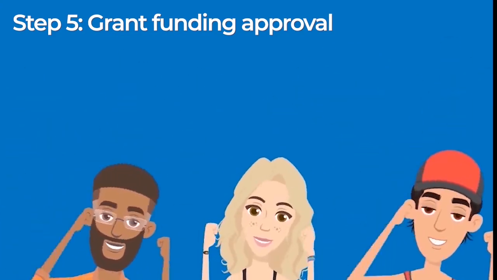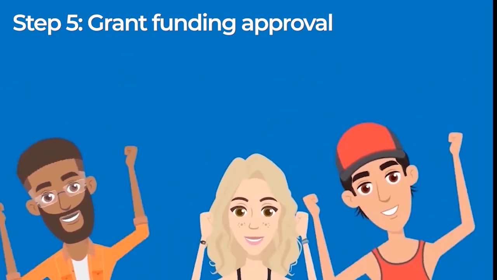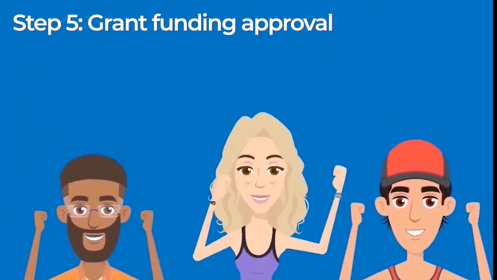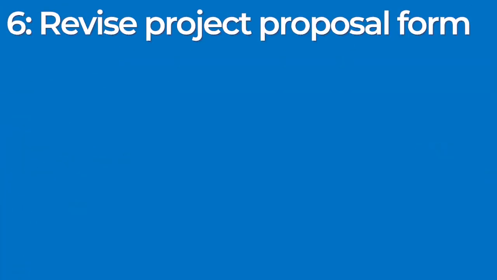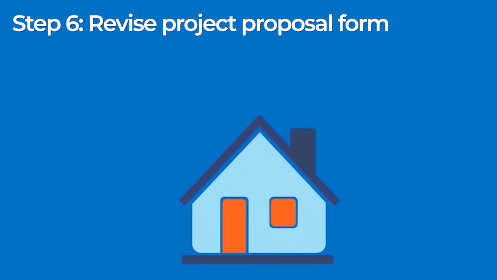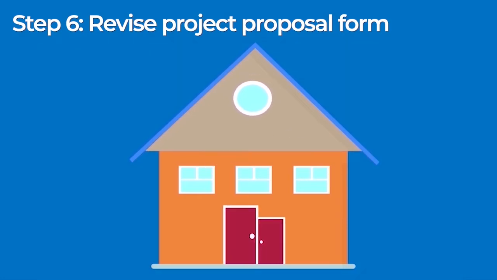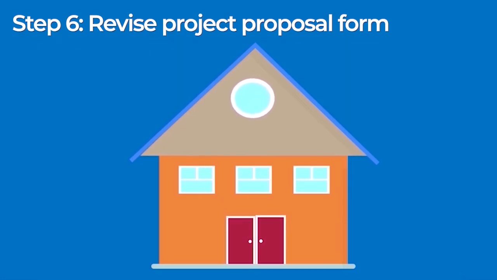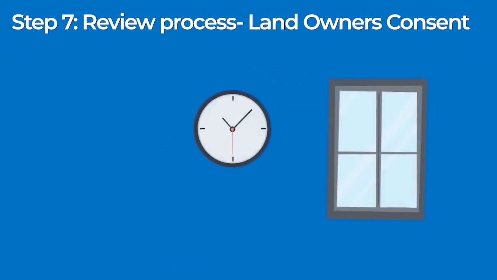If your organisation is successful in obtaining a grant, then you should contact council immediately to advise them of your success. Step 6 is to revise your project proposal. If after your grant application has been successful any final plans, costs, and supporting information have changed, you will need to send council a revised project proposal form.